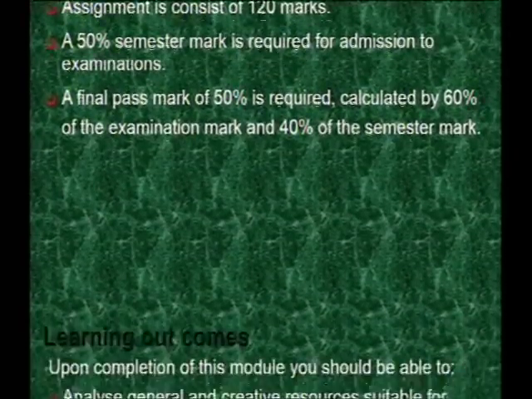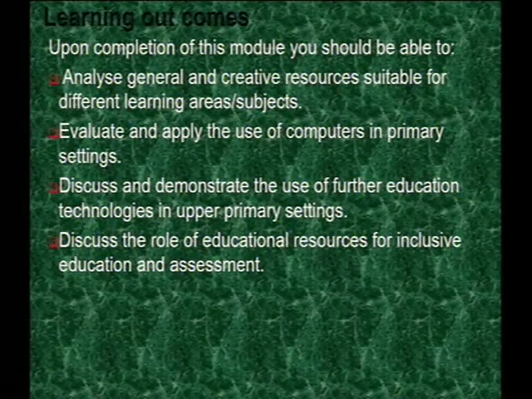So let us look at first what is Unit 1. You will find analyze general and creative resources suitable for different learning area subjects. So this is in Unit 1. In Unit 1, it will teach you basically how you can use resources. For example, using technology and different resources to help you present the information to learners and also help learners understand the subject better.